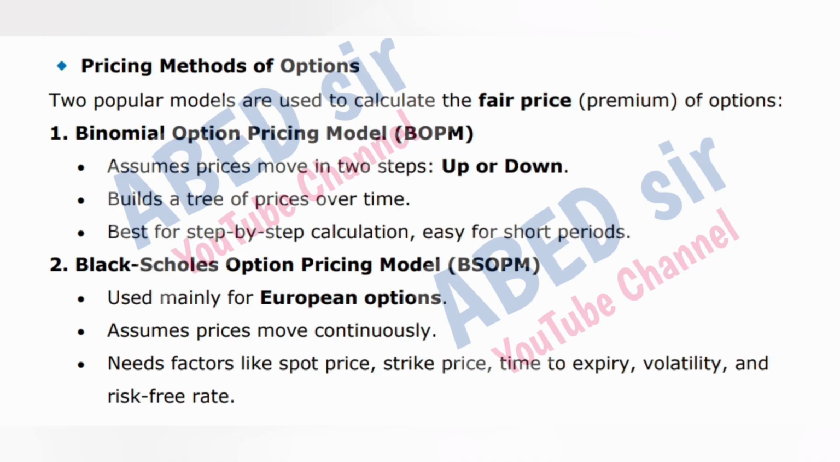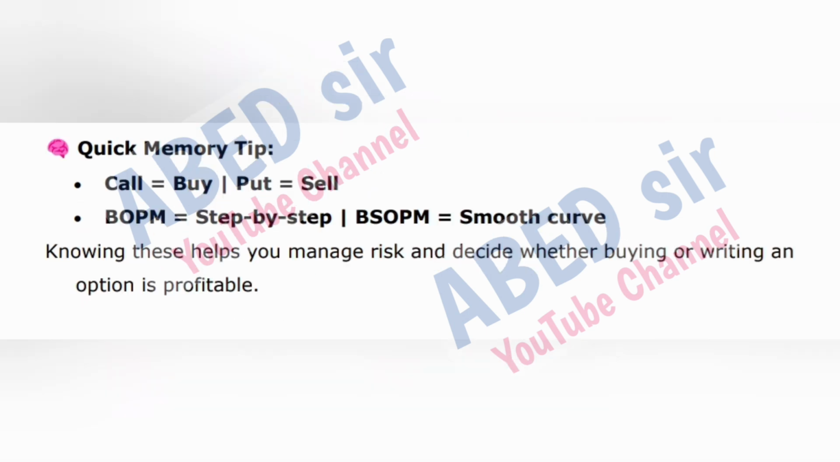2. Black-Scholes option pricing model, BSOPM. Used mainly for European options. Assumes prices move continuously. Needs factors like spot price, strike price, time to expiry, volatility, and risk-free rate. Quick memory tip: call equals buy, put equals sell. BOPM equals step-by-step, BSOPM equals smooth curve. Knowing these helps you manage risk and decide whether buying or writing an option is profitable.